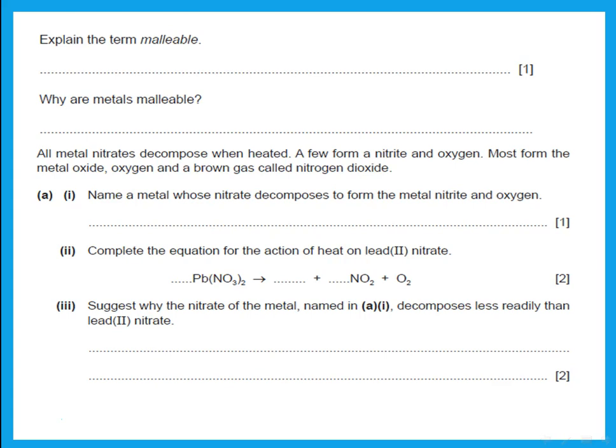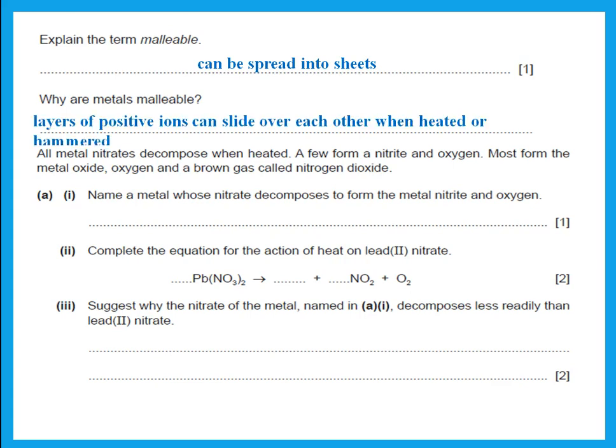Okay, explain the term malleable. We said, what do you mean by the metals are malleable? It means it can be spread into sheets. Why are metals malleable? Because layers of positive ions can slide over each other when heated or hammered.